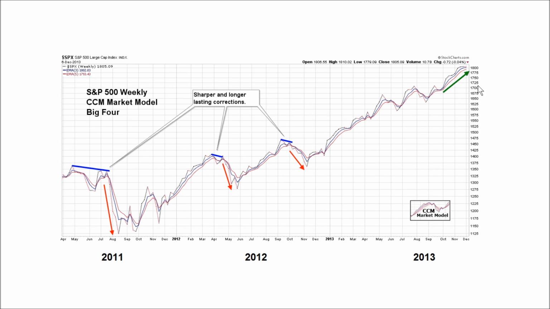In the present day, we do not have a discernible lower high. In these cases, we did not get a discernible lower high. However, that also tells us something. These corrections were not nearly as sharp or pronounced, nor did they last as long as these corrections that were preceded by a lower high.